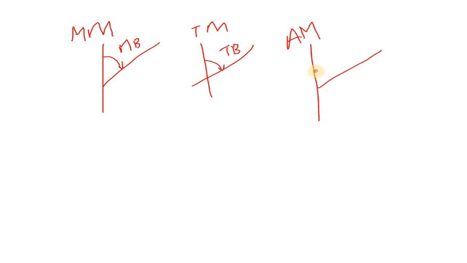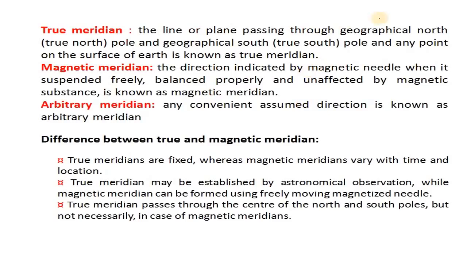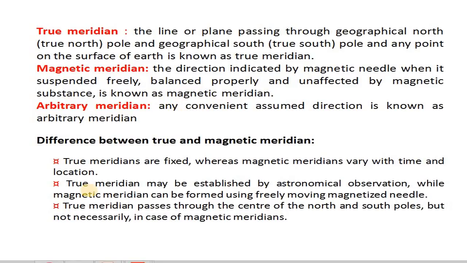If the reference line is the true meridian, then the bearing measured of a line is true bearing. If the reference line is an arbitrary meridian, the angle measured of a line is arbitrary bearing. That's all. If you want to know the definition of true meridian, magnetic meridian, arbitrary meridian, you can pause the video and read.